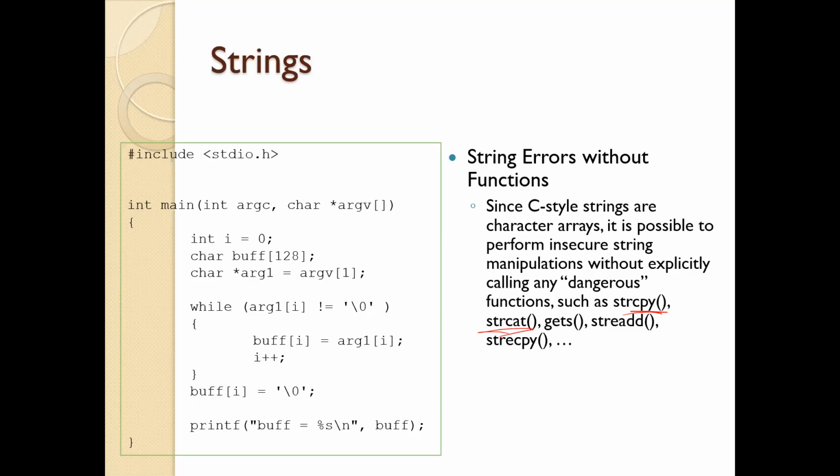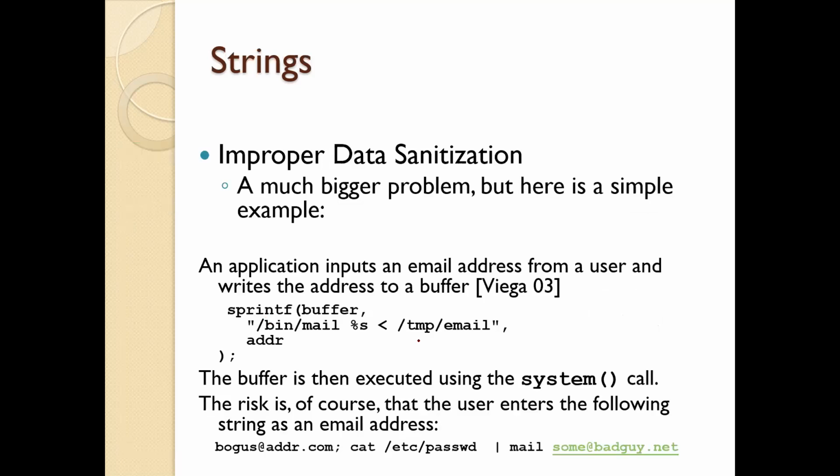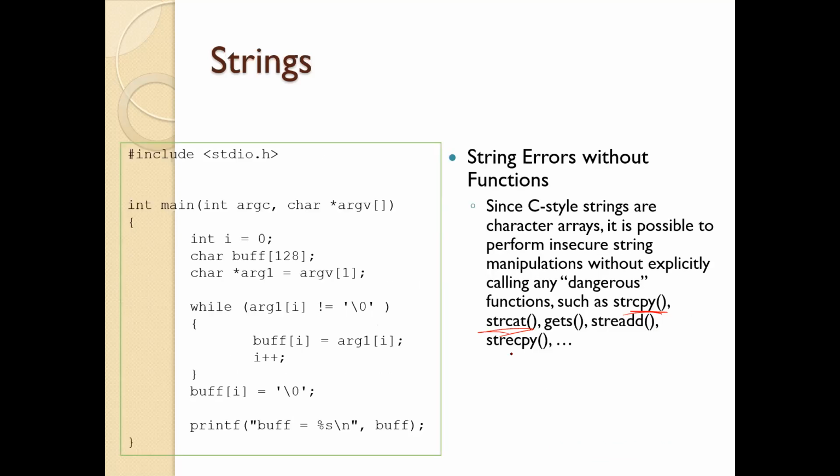So if you look over here in this while loop, what is that doing? It's reading the user supplied value, right? argv1, which gets assigned to arg1. It's reading every single one, and it says read until what? Until it reaches a null character. And that's the stopping criteria.